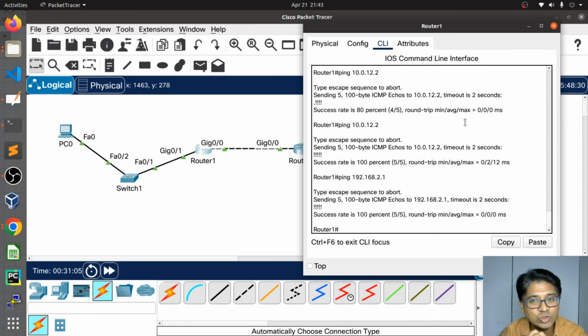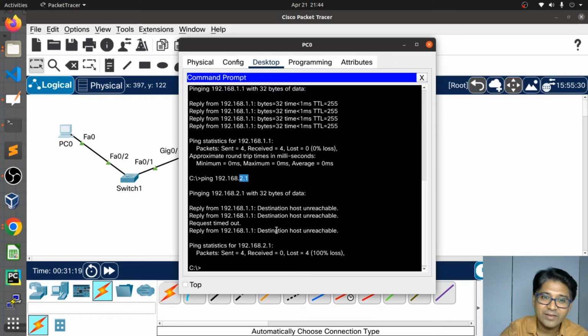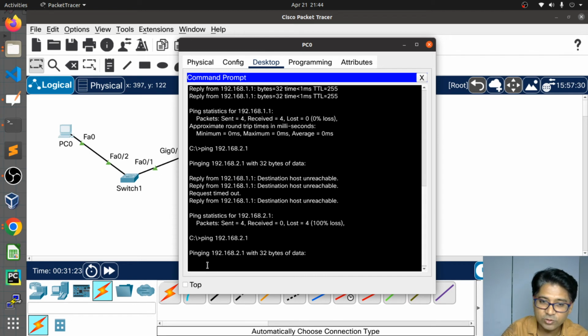Oh, I reached. If my router is able to reach, so tell me, will this PC be able to reach or not? Yes, it should. Let's do that. Now I'm going to ping.